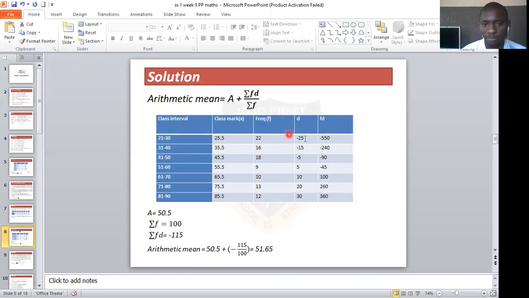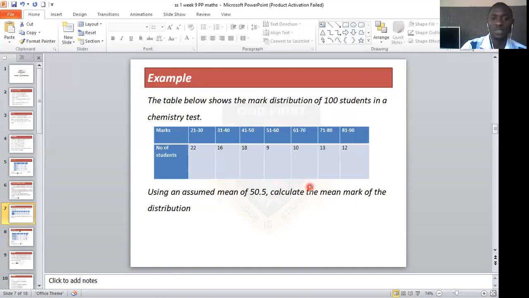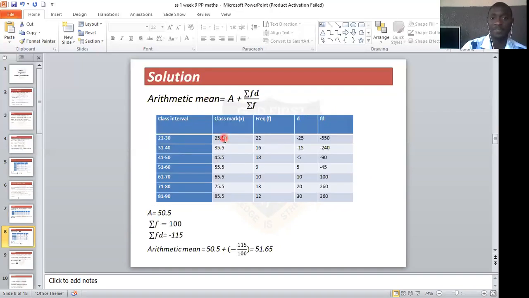So how do you now calculate the deviation? The deviation is calculated by the item minus the assumed mean. The assumed mean is given as 50.5. Using an assumed mean of 50.5, and the item here, the class mark for the first interval is 25.5. 25.5 minus 50.5 will give you minus 25.